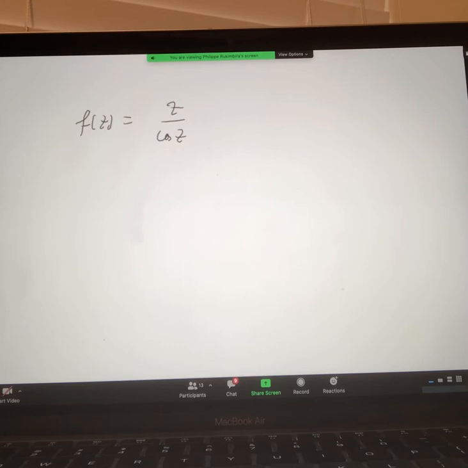Just a reminder, cosine z is defined by e to the iz plus e to the minus iz, over 2.